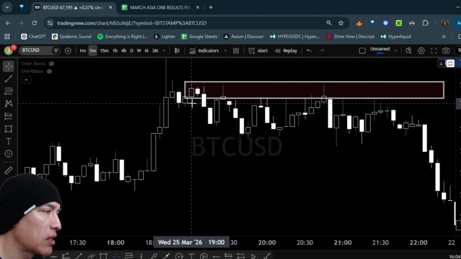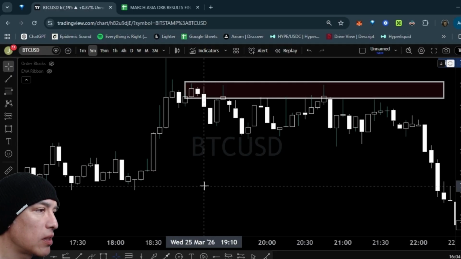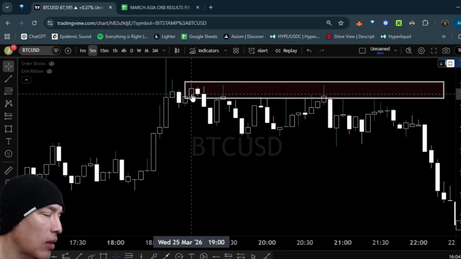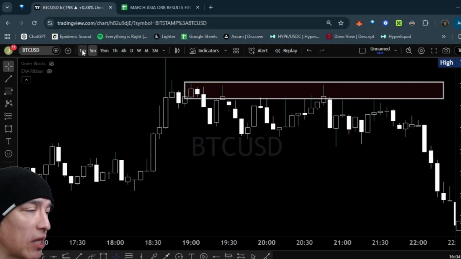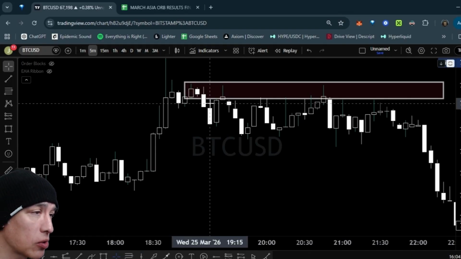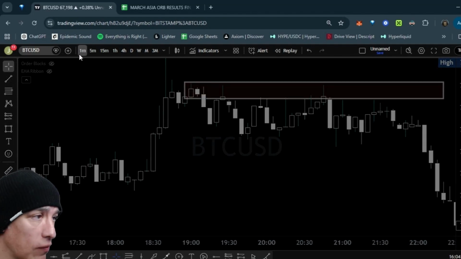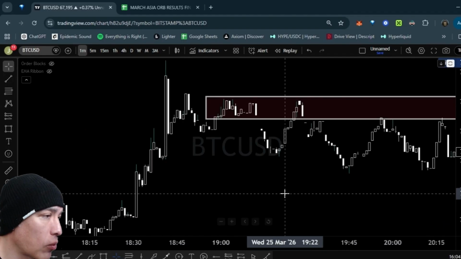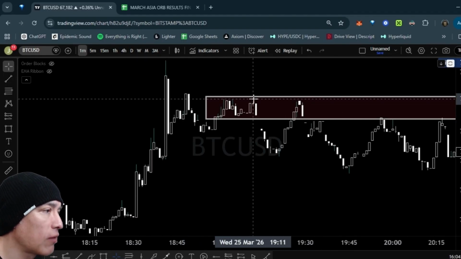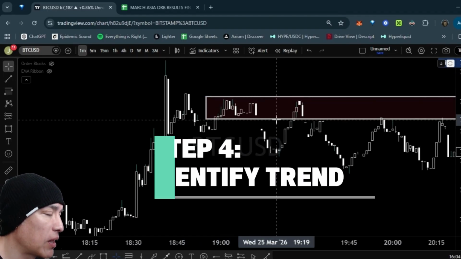But first, for those of you guys that don't understand what I'm talking about, this is how the strategy goes. You're going to block out that first 5-minute candle, and then you want to manage a trade on the 1 minute. As soon as you block that out and the next candle prints, you're ready to move down to the 1 minute to manage the trade. Now, what you are looking for in this specific strategy is a break to the upside or a break to the downside.